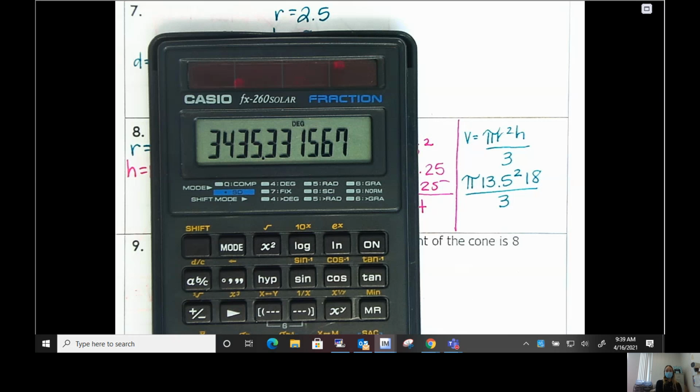So I'll leave that one up while we're doing number 9 here. Number 9 says, a cone has a volume of 1,309 centimeters cubed. If the height of the cone is 8 centimeters, find its radius. All right. So, what do you think we should do? Write out the formula. Okay, that's a great starting place. So let's write out the formula of a cone. What's the formula?